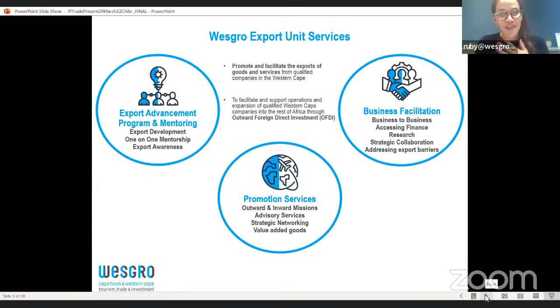Secondly, and that's the circle on the right-hand side, business facilitation, key. So we do B2B engagements, and this is really where you come in. And I'll show you a slide towards the end of my presentation that will allow importers to engage with our exporters, but that's key for part of our services, this business-to-business facilitation. Also would be accessing finance or helping our exporters understand just how they can enter certain markets and what's available through national government, which is important.